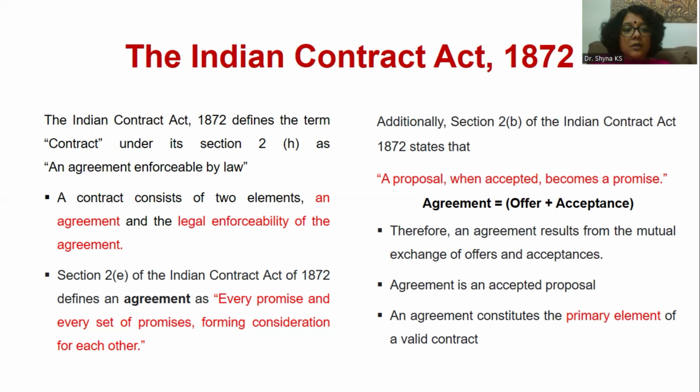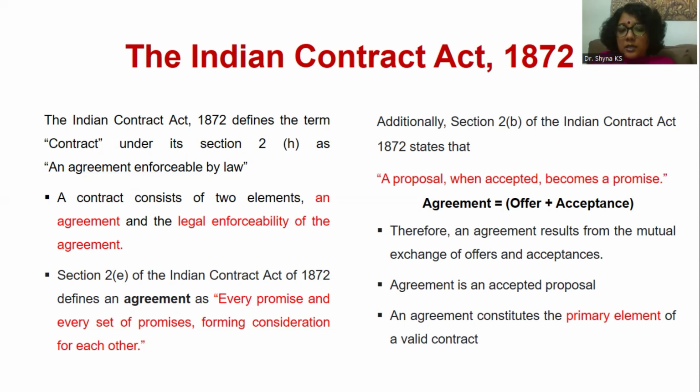First, we should see what is an agreement. Section 2 clause (e) of the Indian Contract Act 1872 defines an agreement as every promise and every set of promises forming consideration for each other. From this definition, we have to derive two words. One is promise and the other is consideration. These two things we should understand.